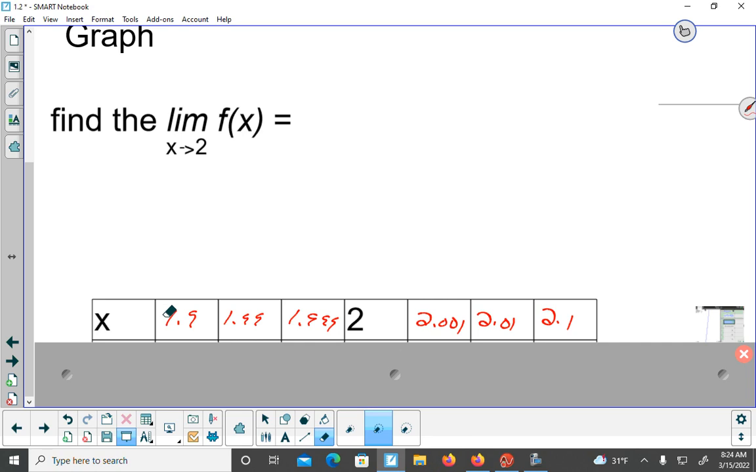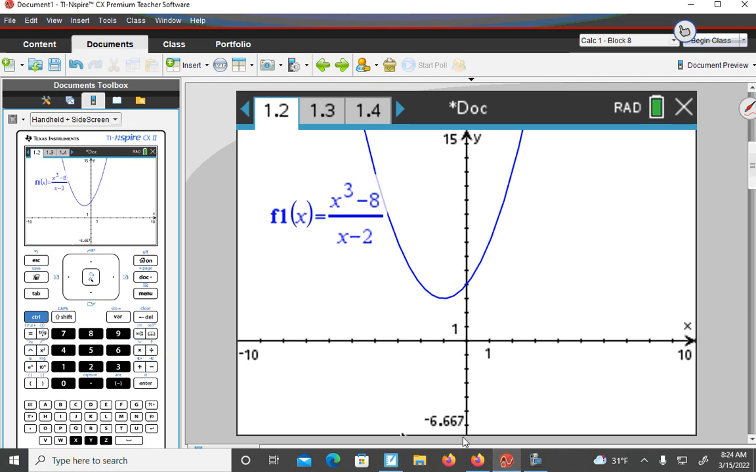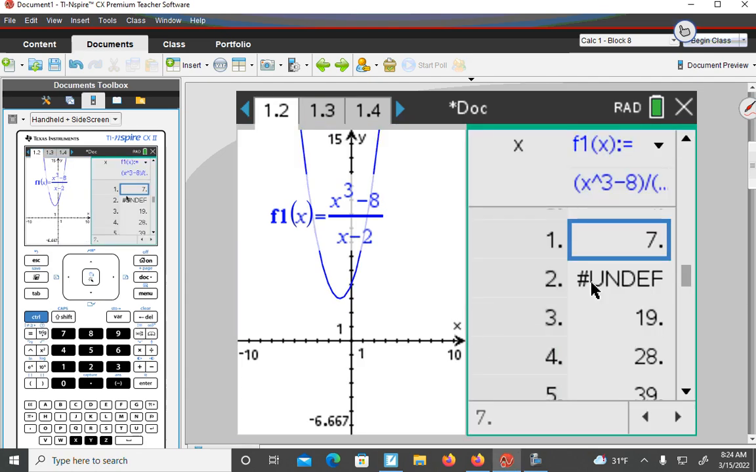I'm going to pick like 1.9, 1.99, 1.999, and then 2.1, 2.01, and then 2.001. So I'm getting closer and closer to 2 from the right, closer and closer to 2 from the left. To do that on my calculator, if you go to the tables, right now your delta, or your change in x, is 1, and you're going to want to leave it like that. You're not going to want to make it 0.0001 because you'd be forever and a day scrolling through there.